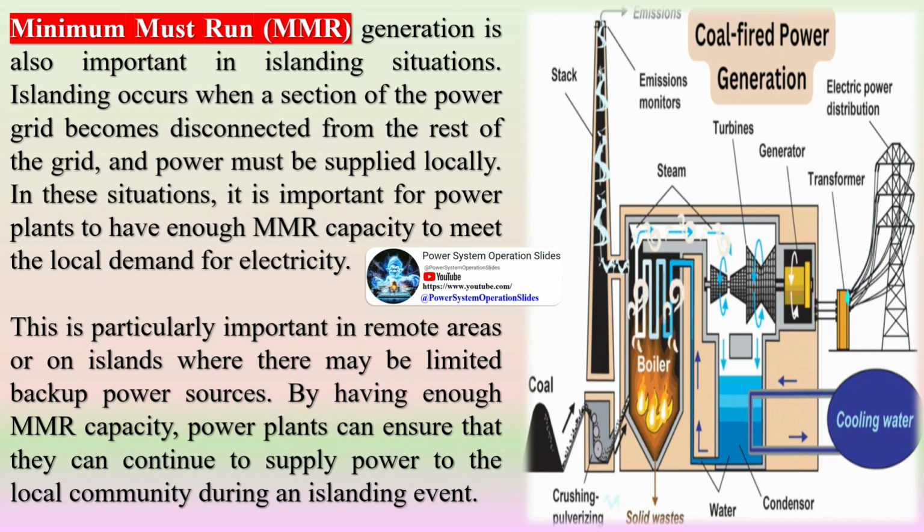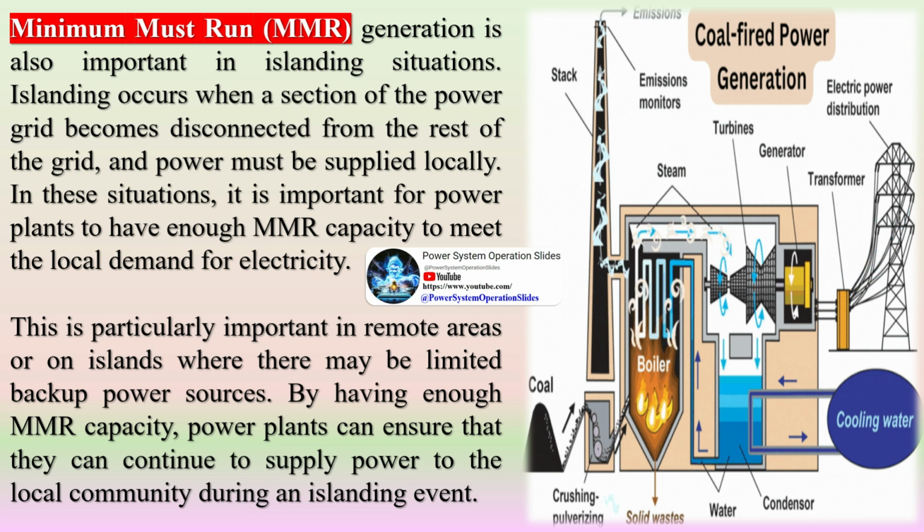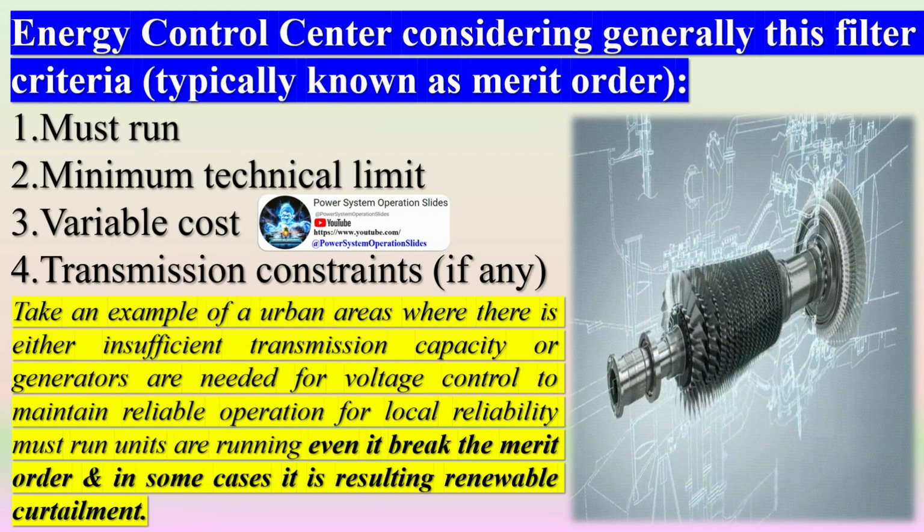Islanding occurs when a section of the power grid becomes disconnected from the rest of the grid, and power must be supplied locally. In these situations, it is important for power plants to have enough MMR capacity to meet the local demand for electricity. This is particularly important in remote areas or on islands where there may be limited backup power sources. By having enough MMR capacity, power plants can ensure that they can continue to supply power to the local community during an islanding event.